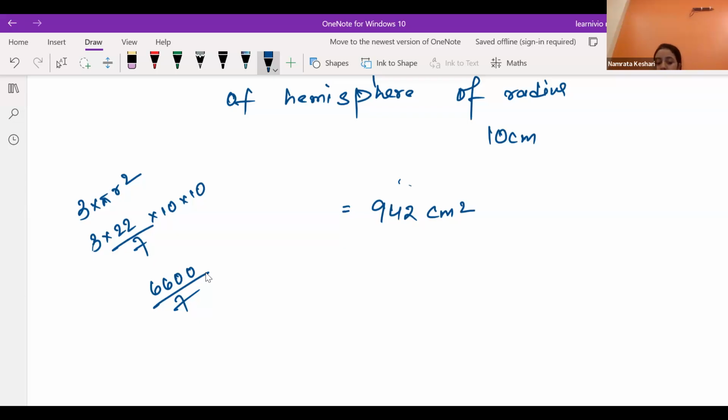If we are dividing 6600 by 7, we are getting 942.8571. So 942.86. Okay, this is the answer. Everyone getting the same. Please check it.